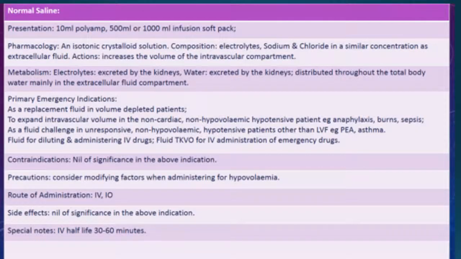Normal saline presentation: 10 ml polyamp, 500 ml or 1000 ml infusion soft pack. Pharmacology: an isotonic crystalloid solution, composition electrolyte, sodium and chloride in a similar concentration as extracellular fluid. Actions: increases the volume of the intravascular compartment. Metabolism: electrolytes excreted by the kidneys, water excreted by the kidneys, distributed throughout the total body water, mainly in the extracellular fluid compartment. Primary emergency indications: as a replacement fluid in volume depleted patients, to expand intravascular volume in the non-cardiac, non-hypovolemic, hypotensive patient, example anaphylaxis, burns, sepsis. As a fluid challenge in unresponsive non-hypovolemic hypotensive patients other than left ventricular failure, example PEA, asthma.